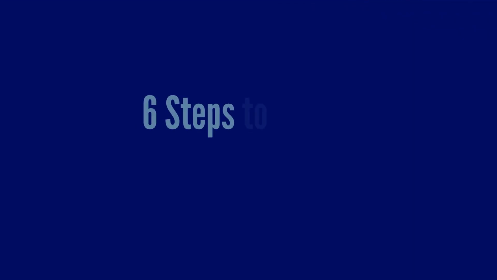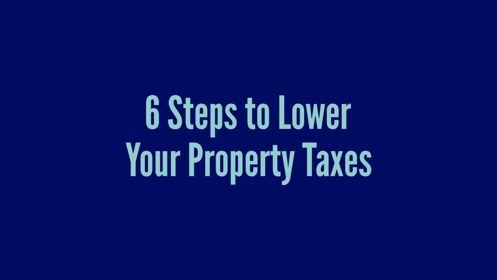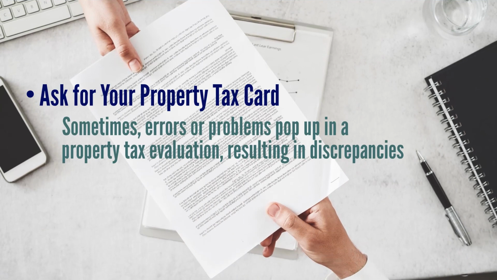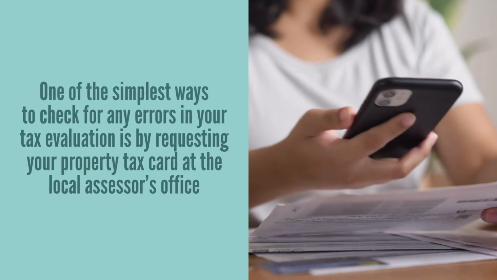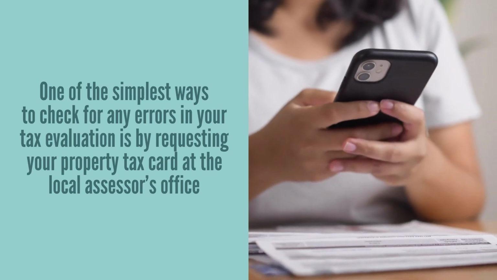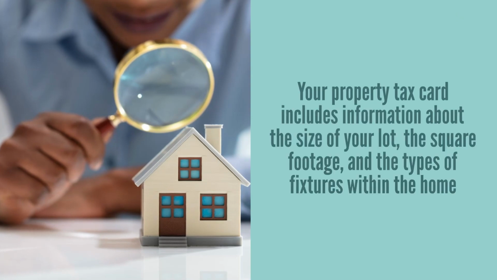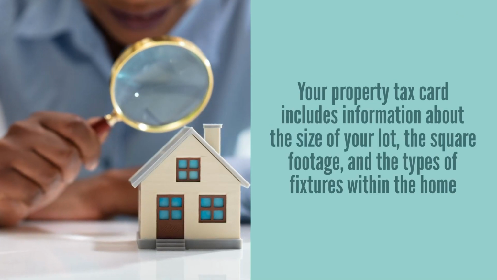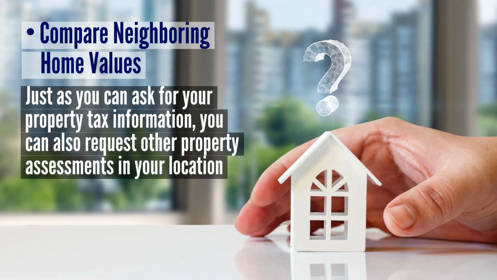Let's take a look at 6 steps that could help you lower your property tax expenses. Number 1, ask for your property tax card. Sometimes errors or problems pop up in a property tax evaluation, resulting in discrepancies. Therefore, one of the simplest ways to check for any errors in your tax evaluation is by requesting your property tax card at the local assessor's office. Your property tax card includes information about the size of your lot, the square footage, and the types of fixtures within the home.